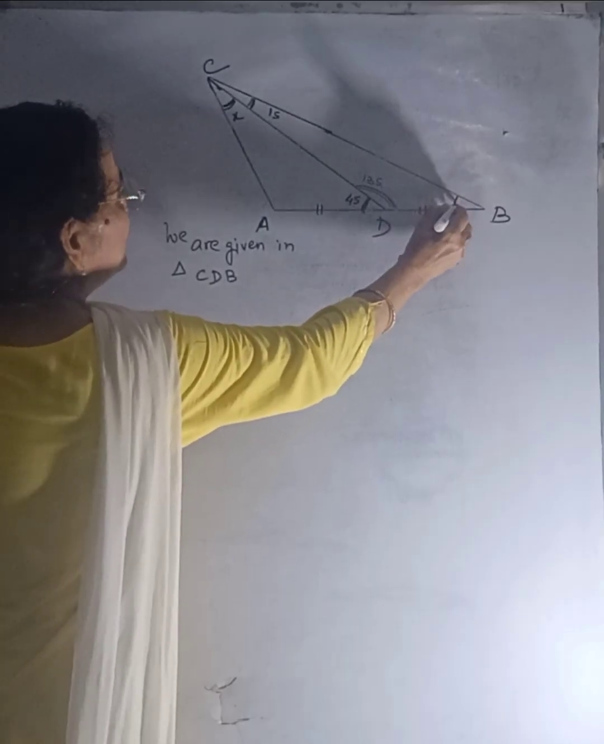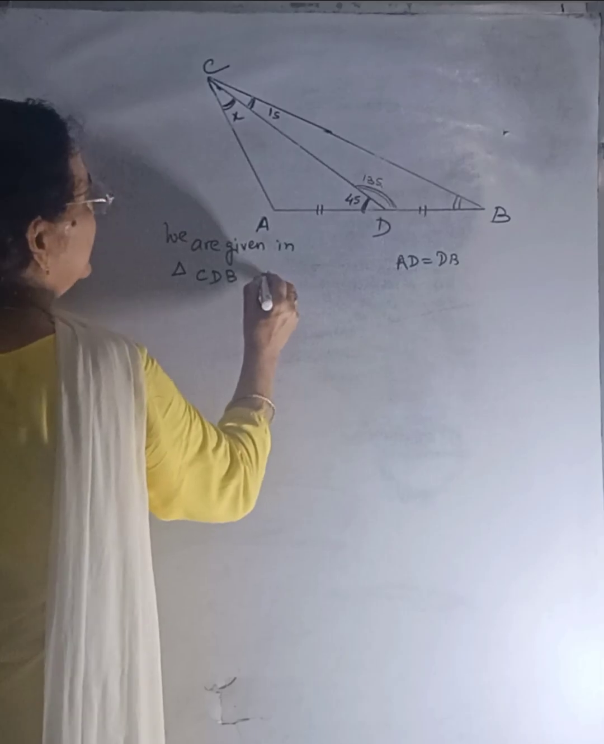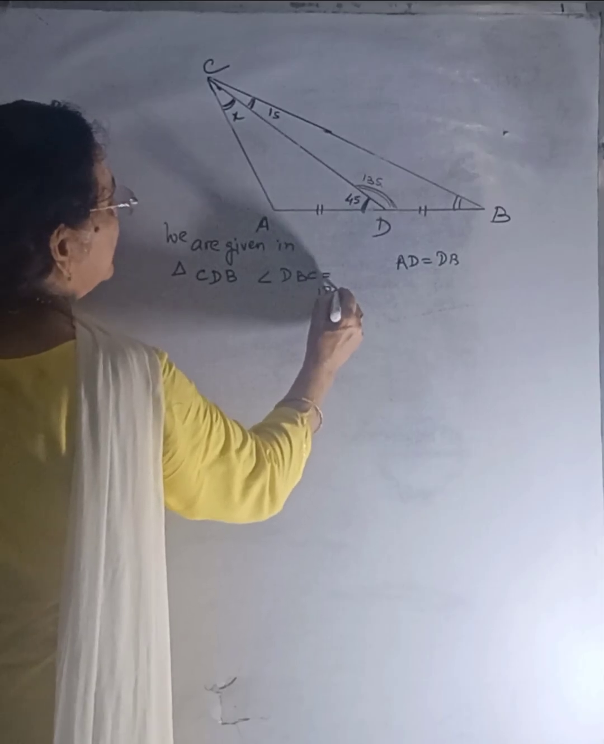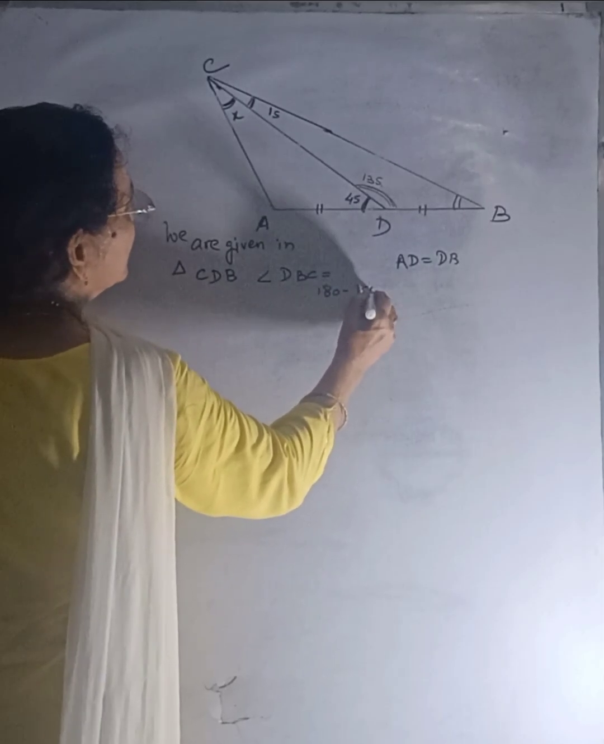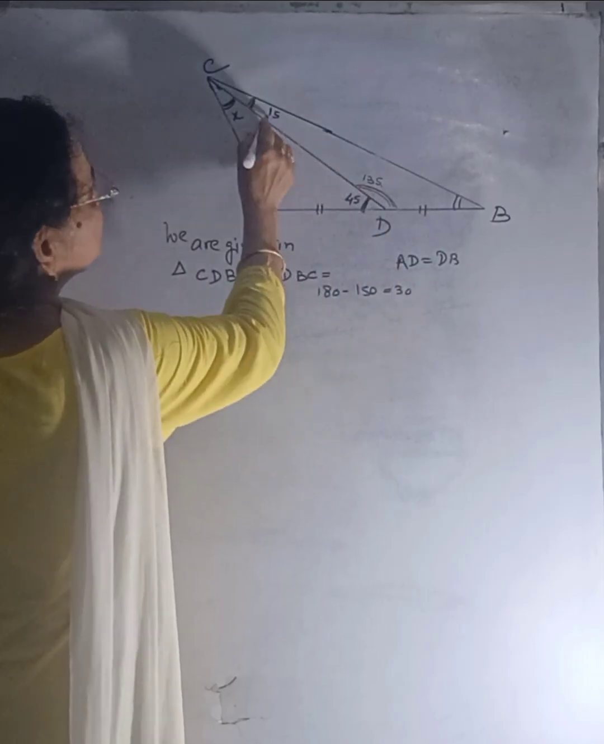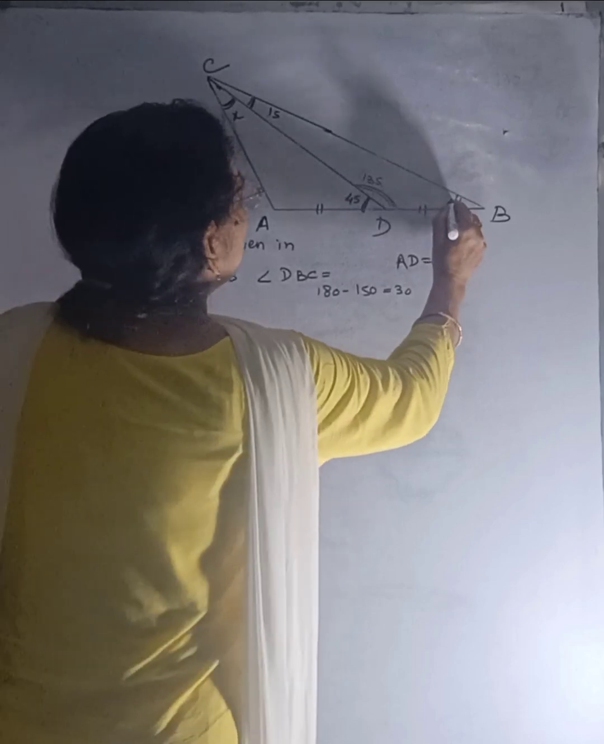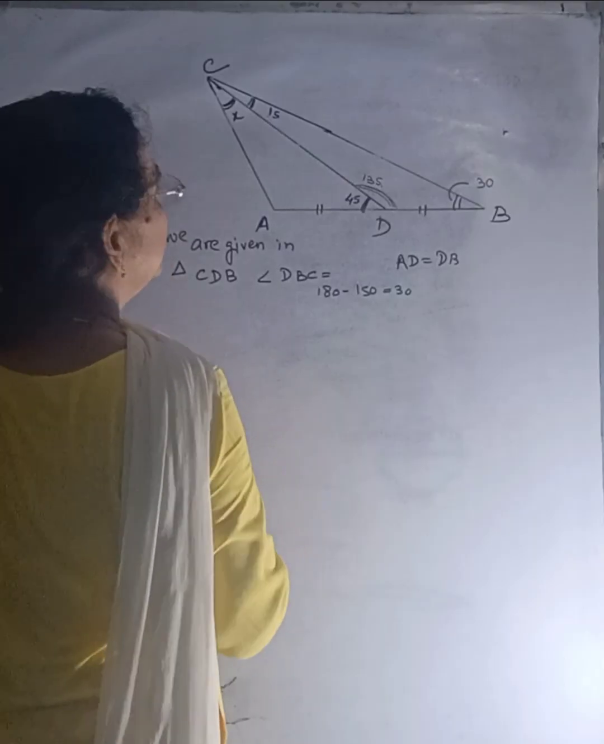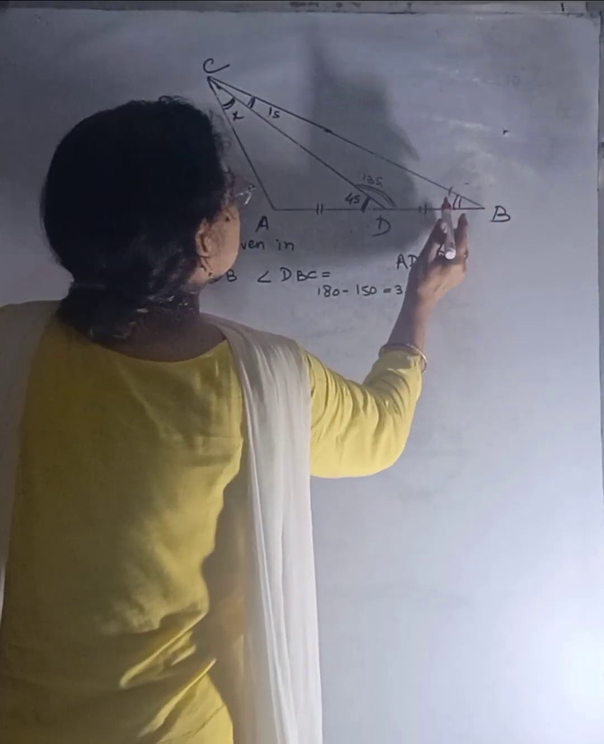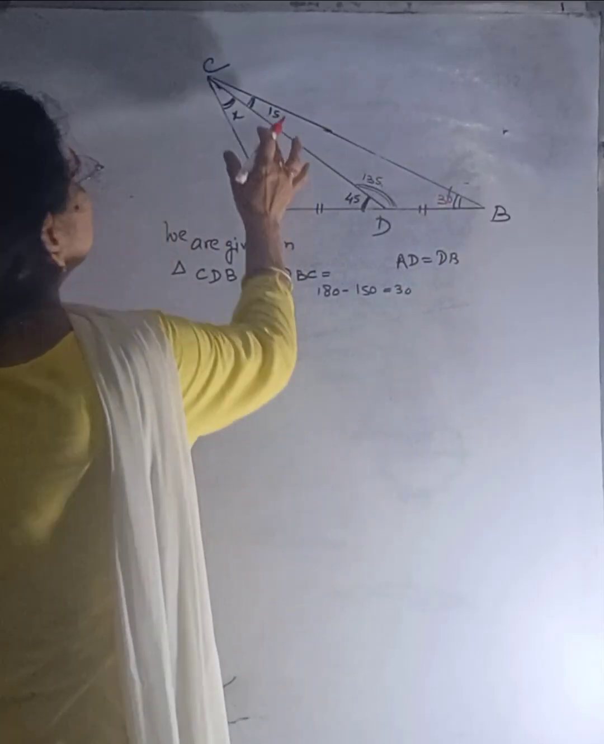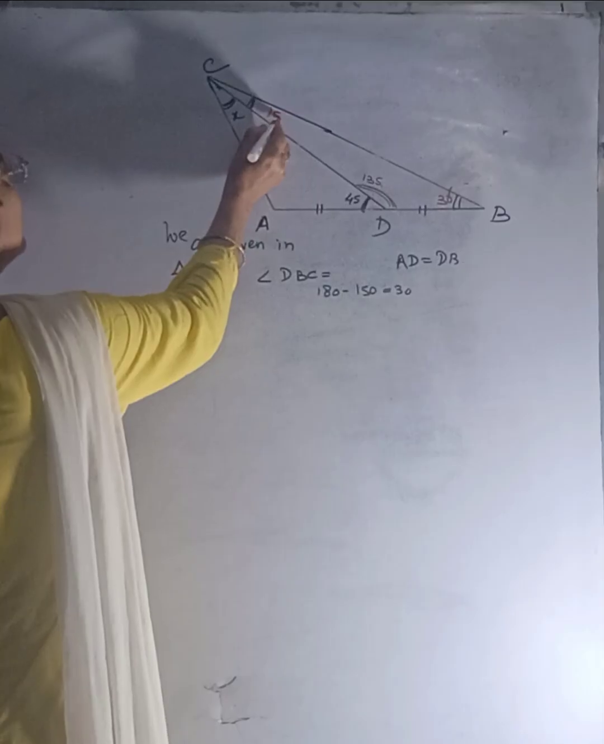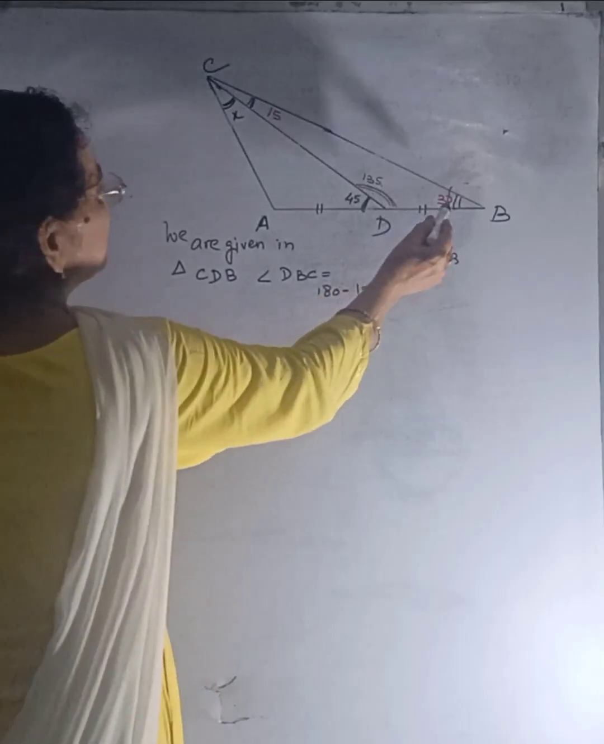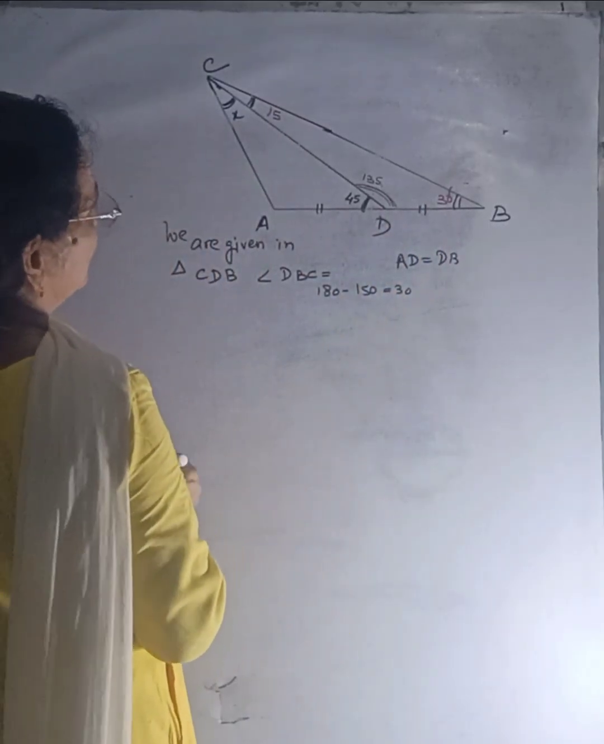Hence, angle DBC will be equal to 180 minus 150, that is 30. Addition of these three should be 180. It means this will automatically be equal to 30 degrees. We can write it as 30. This is 15 already given to us, this is 135 we have already calculated, and the remaining will be 30. Now, what can we do?